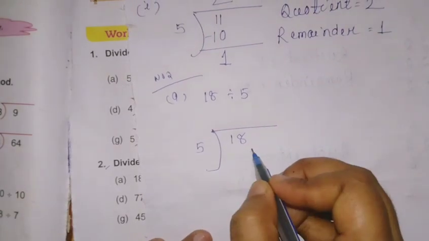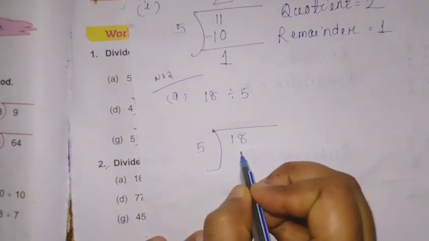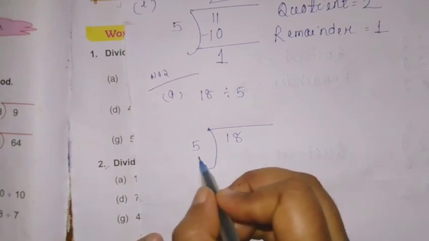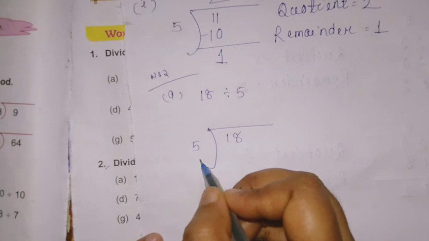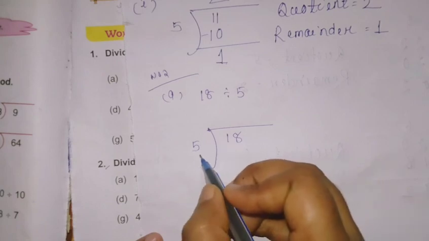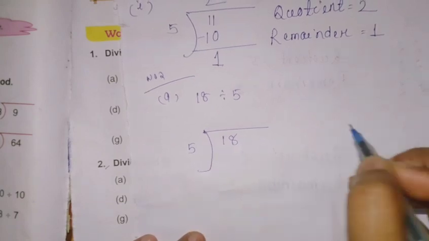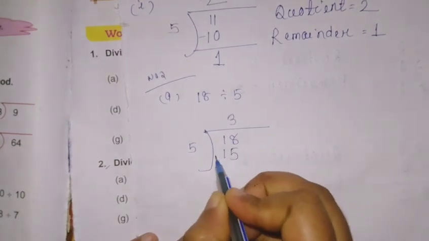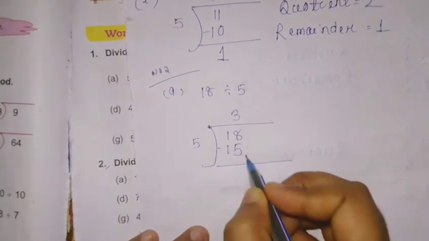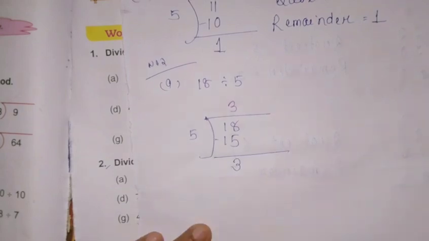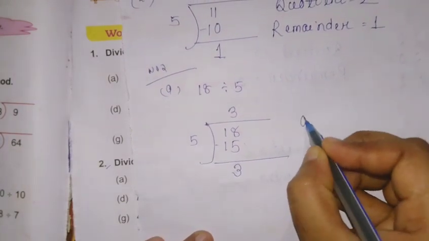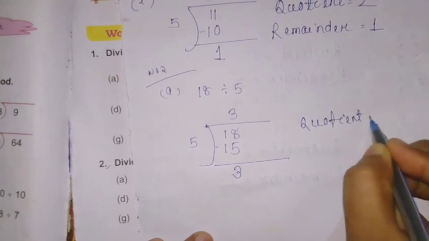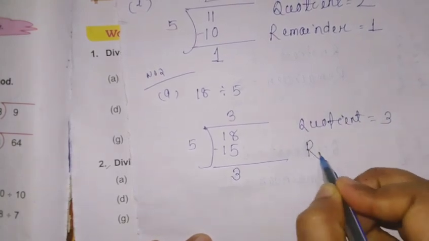First, we recite the multiplication table of 5 till we get 18. We will not get 18 in the multiplication table of 5. Then we recite the multiplication table of 5 till we get less than 18. Then 5 threes are 15. Then 18 minus 15 equals 3. Here quotient equals 3 and remainder equals also 3.